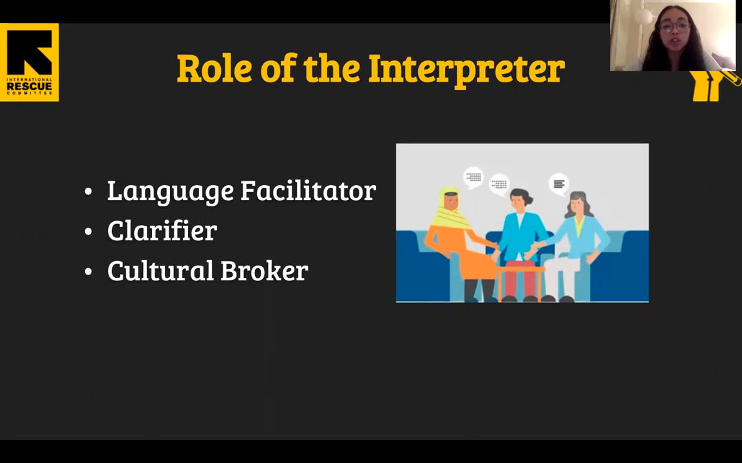The role of the interpreter. The role of an interpreter should be a language facilitator, they should also be a clarifier, and they should also be a cultural broker, meaning they should facilitate conversation as if there wasn't a difference in languages. They should clarify messages to make sure that both parties are being understood. And as always, they should act as a cultural broker in case there are cultural misunderstandings that arise throughout the conversation.